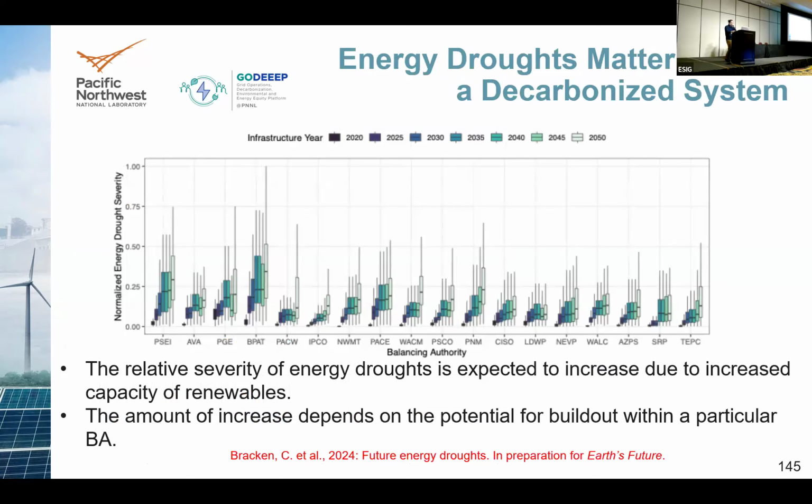Another example of this energy drought is a paper we're working on now, which isn't quite ready yet, but it's looking at how these compound energy droughts change in the future. And one really robust signal that we see coming out of this work is that we expect that just as we build out renewables on the grid, the severity of these energy droughts is going to increase. And that signal is really robust. It's just a matter of how much in a particular balancing authority or region.